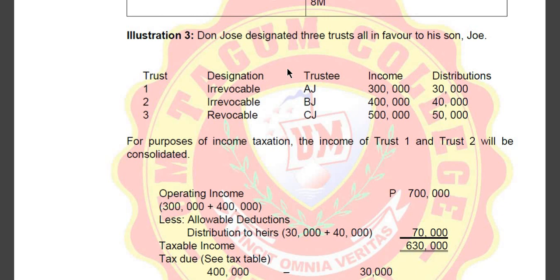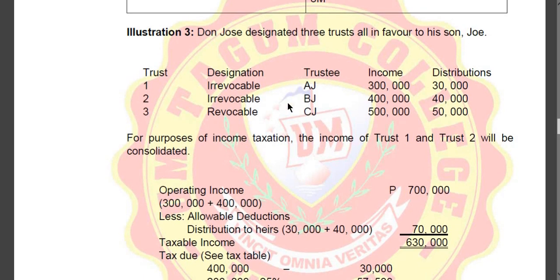So, illustration 3. Don Jose designated 3 trusts, all in favor of his son Joe. One of the rules in order for trusts to be consolidated is that there should be the same grantor. In this case, the grantor is Don Jose. And there should be the same beneficiary. In this case, the beneficiary is the son of Don Jose, which is Joe. It doesn't matter if there are different trustees.